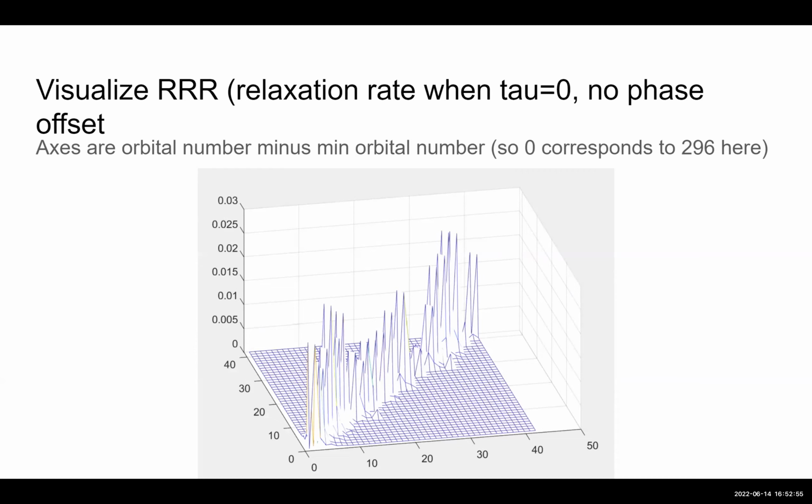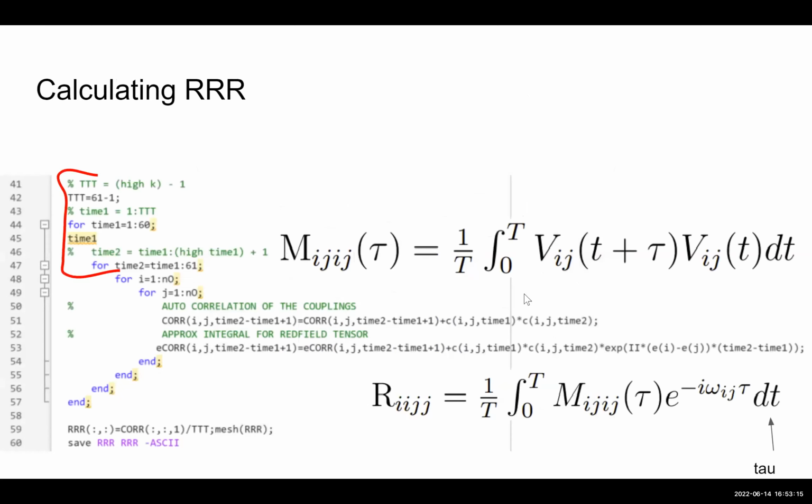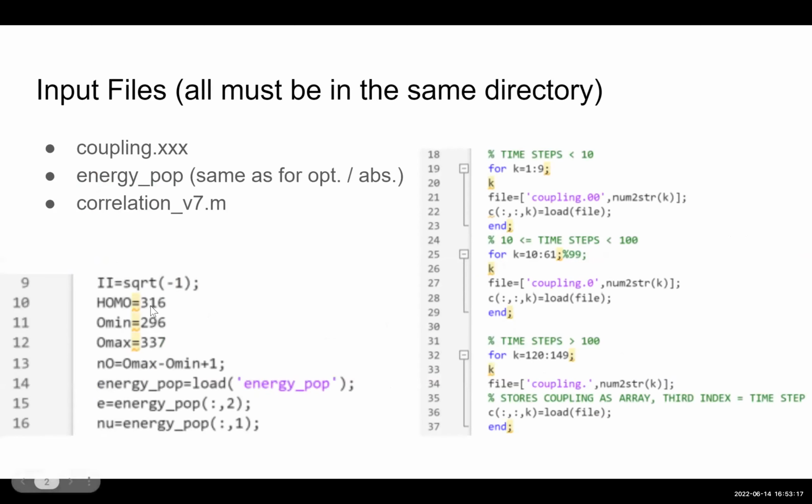And then also, like Hadassah did, you can visualize this matrix. Something to notice here is that the axes numbers aren't corresponding to the band level specifically, but to how far above the minimum band you are. So in my example, 0 corresponds to 296 because 296 was the lowest level that I have. That's all I have.